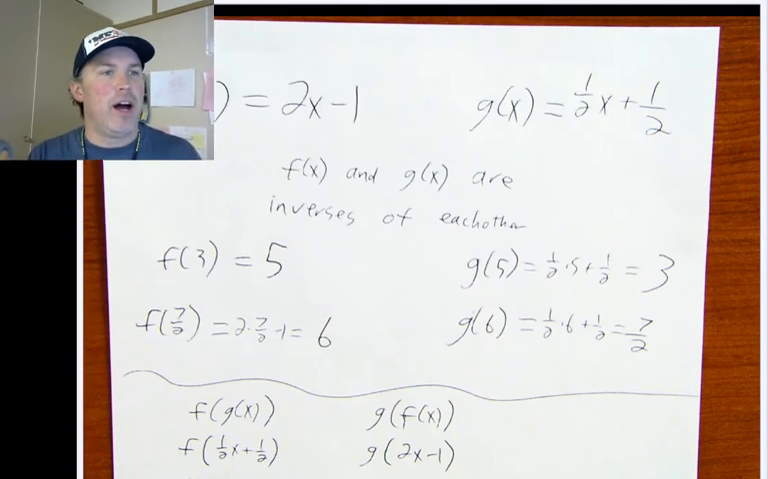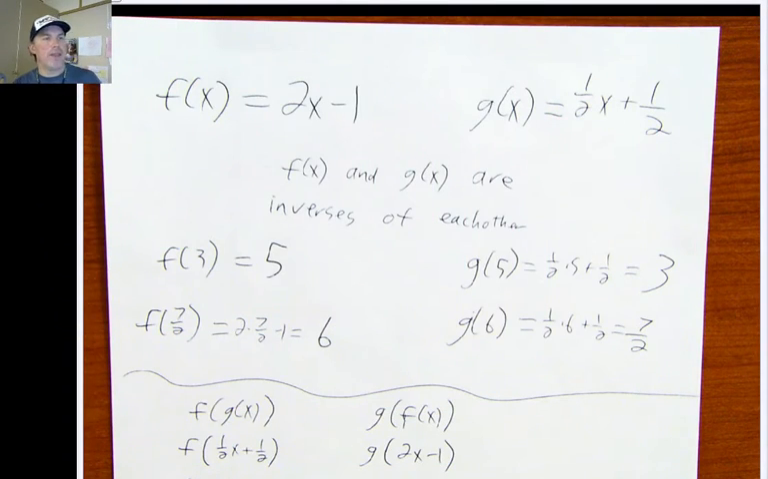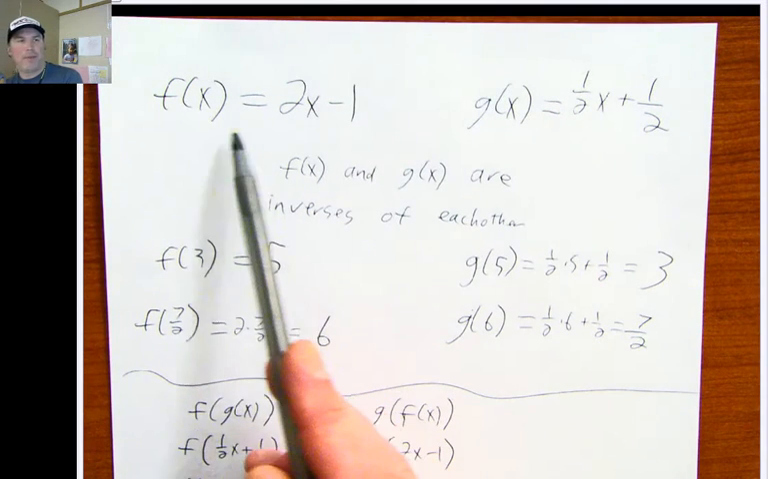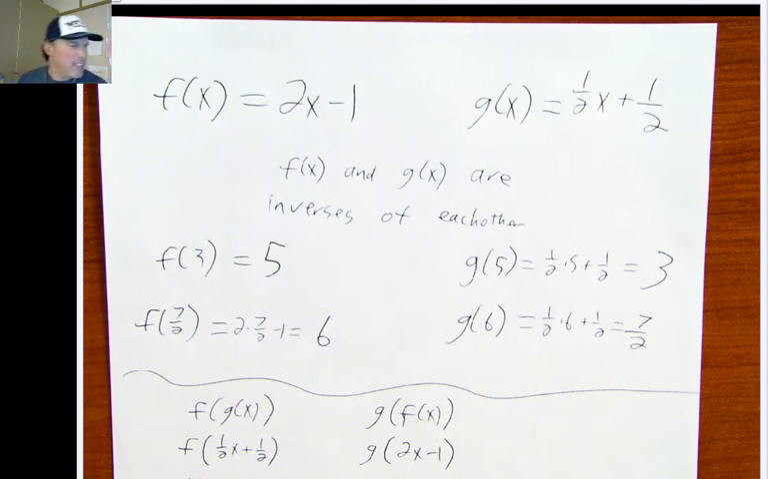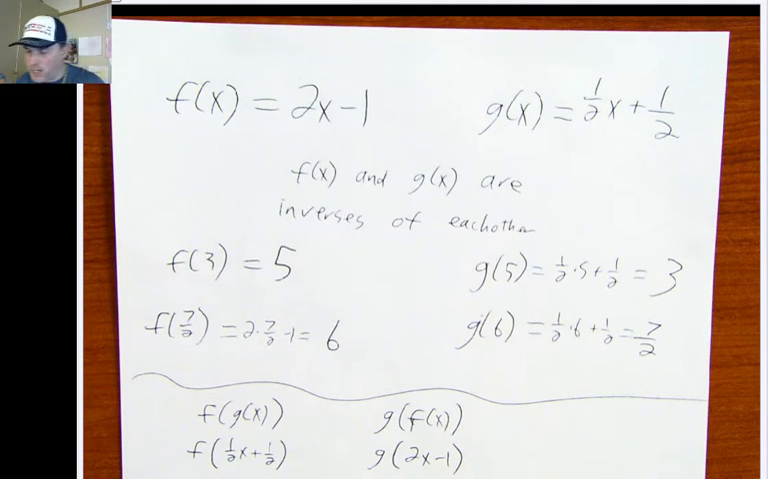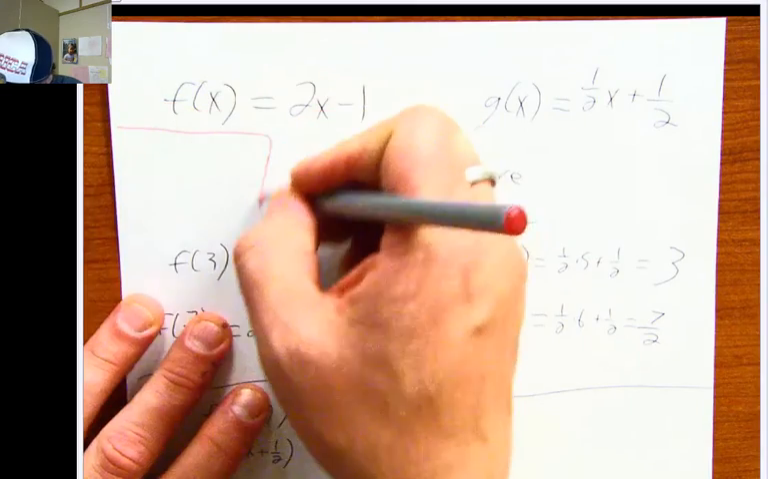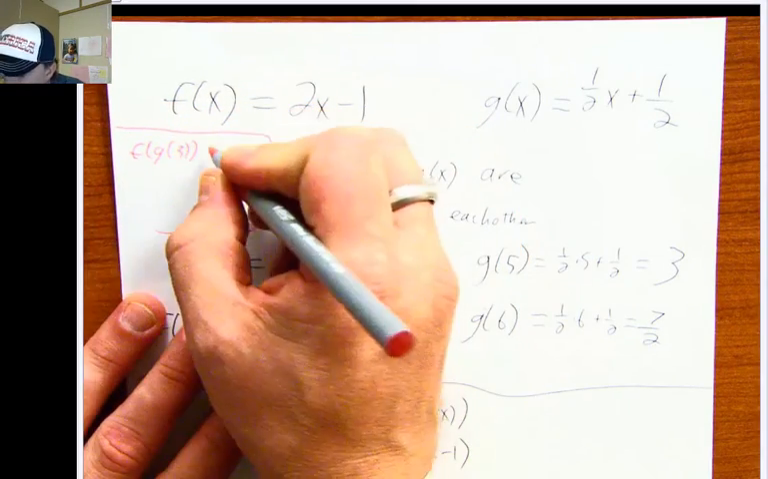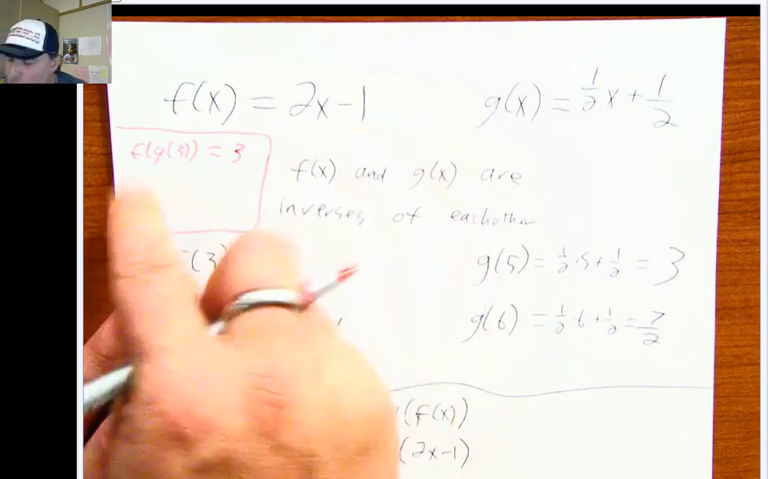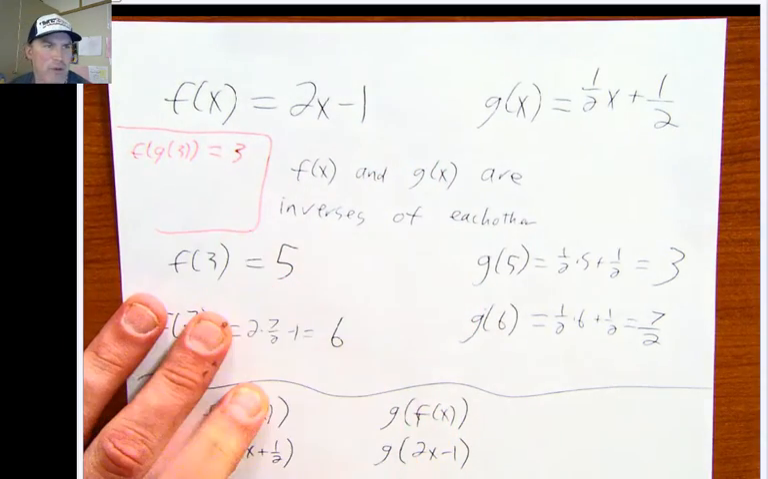All right. In that number 9, they gave you a couple of equations. f of x was this, g of x was that. And then they asked you to do something like f of g of 3. And at the end, you should have gotten an answer of 3.